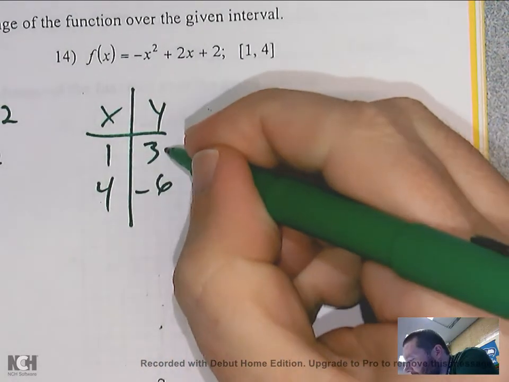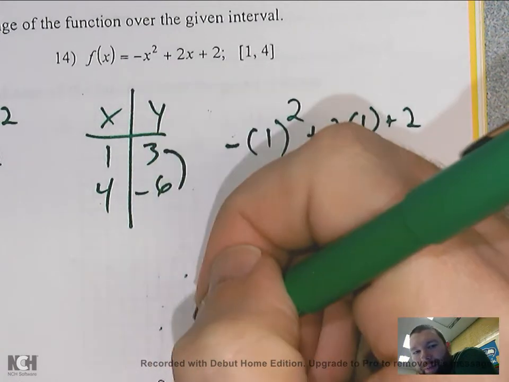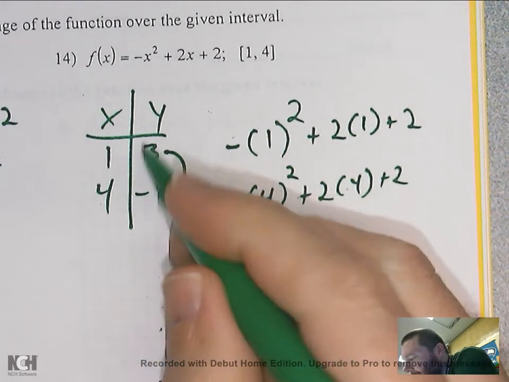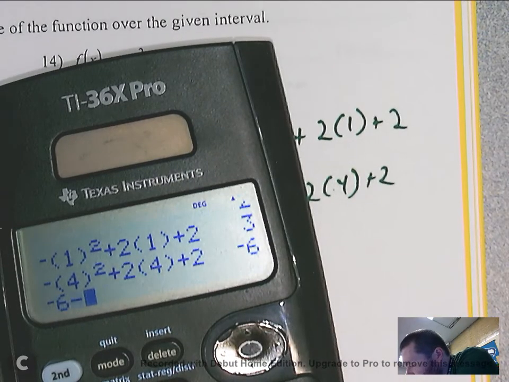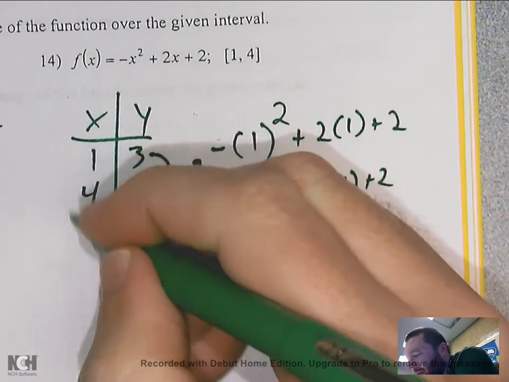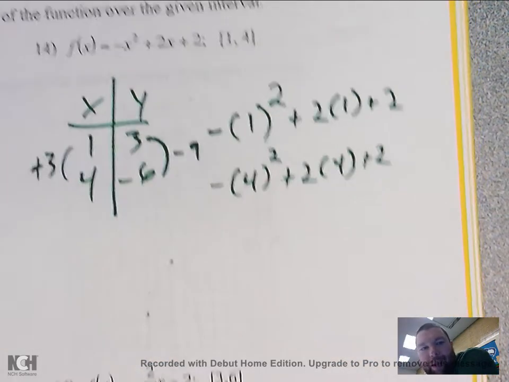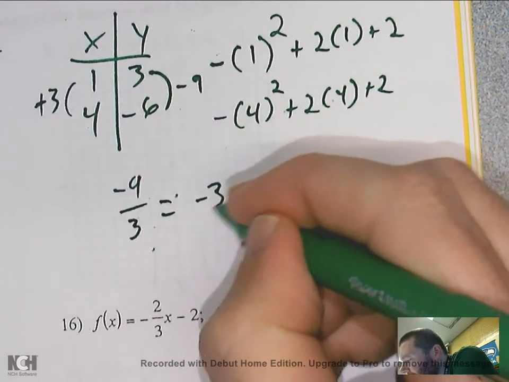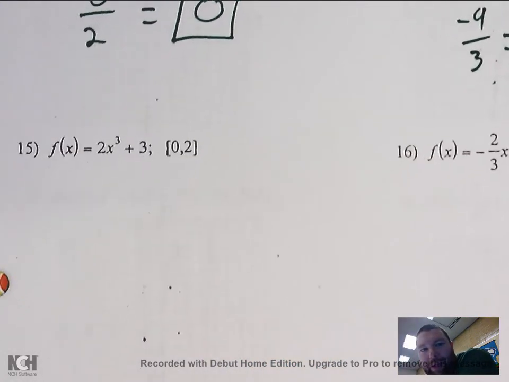So now when I do my change in y, to go from 3 to negative 6 is going down 9. If you're ever not sure how many down or up it goes, you can always take the second number and subtract the first. If I do negative 6 minus 3, it is subtracting 9. So minus 9. Same idea here. 4 minus 1 is 3. So plus 3, because it's positive 3. Okay, so when I put these together, it'd be negative 9 over 3, which is simplified down to negative 3. That's your answer.